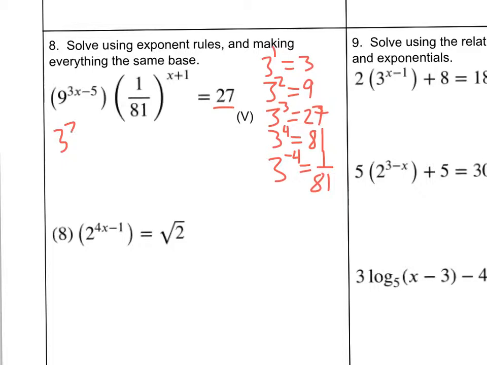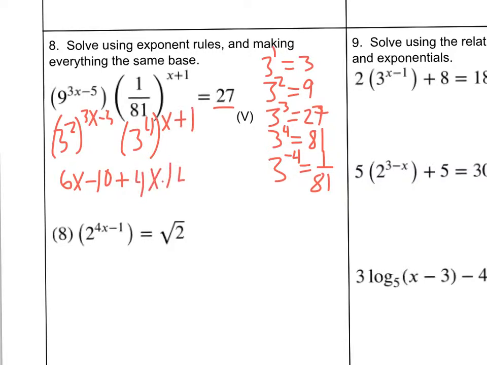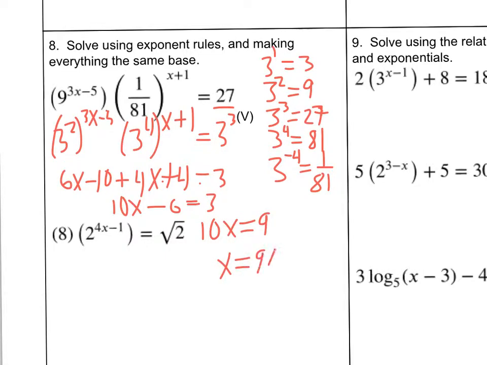So we're going to have 3 squared to the 3x minus 5. That's going to give me 6x minus 10. And then we're going to have 3 to the 4th to the x plus 1. So that's going to give me 4x plus 4. And that's equal to 3 to the 3rd, so that's equal to 3. 6x plus 4x is going to be 10x. Minus 10 plus 4 is minus 6. If that equals 3, then we're going to bring the 6 over. So we get 10x is equal to 9. x is equal to 9/10.